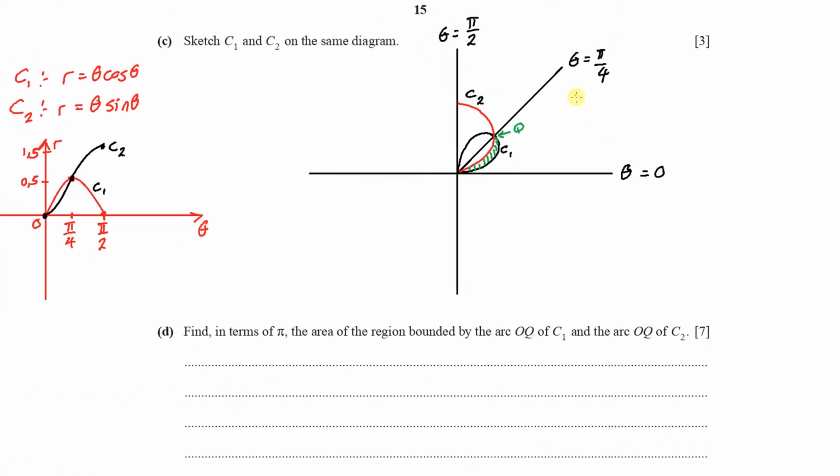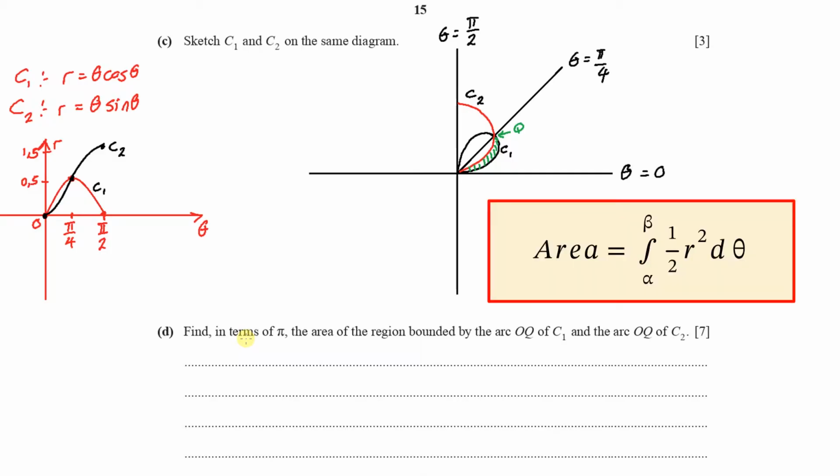So here we're going to use the range from theta is equal to 0 to theta is equal to pi over 4. And we're going to find the area under C1 for that region and subtract the area under C2 for that region. So we know the formula for area under a polar graph, which is the integral from alpha to beta of half r squared d theta.